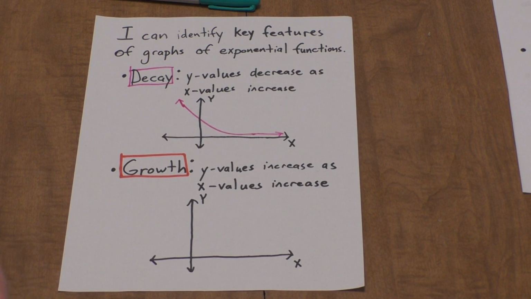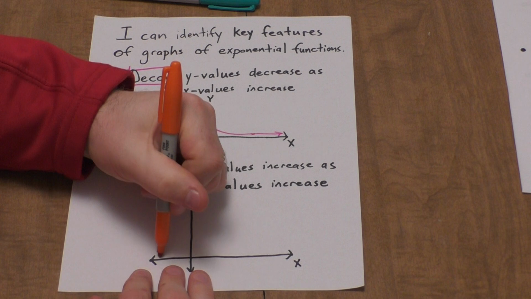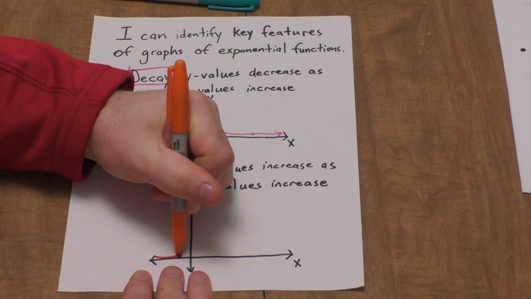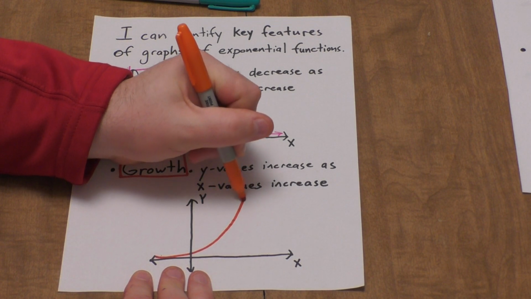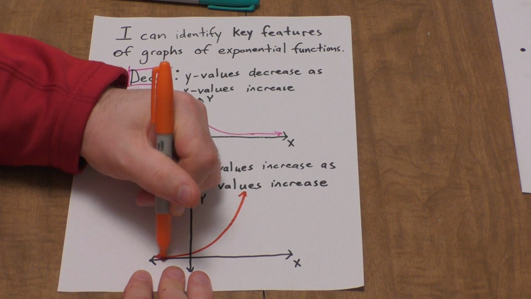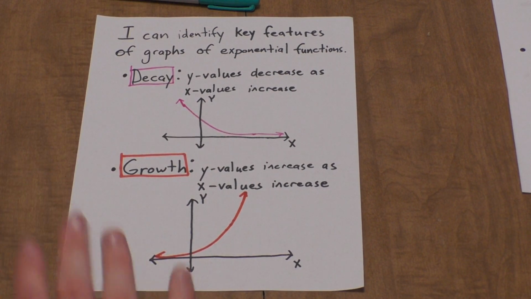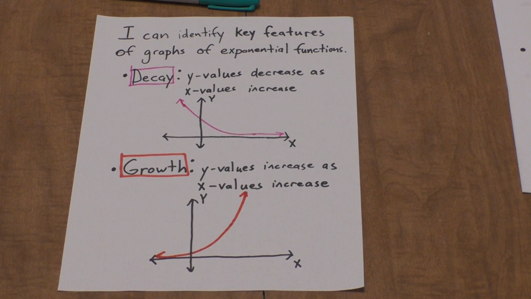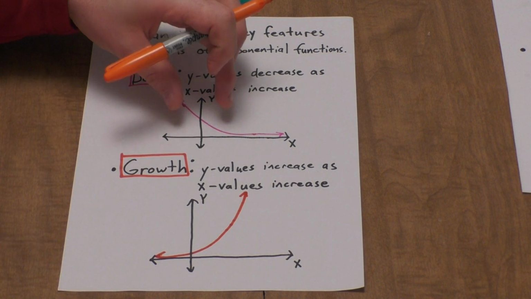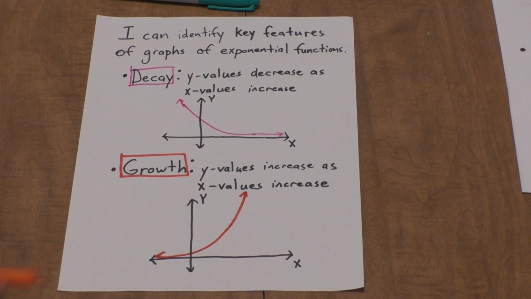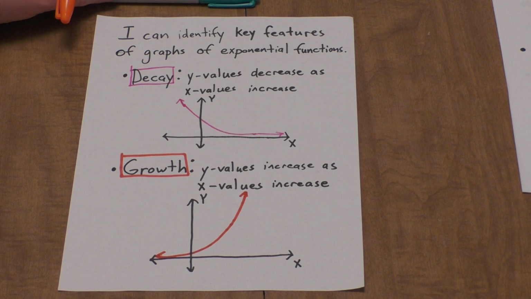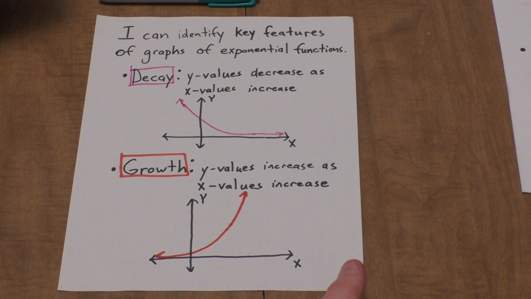In the opposite way, growth is when y values increase as x values increase. In this case, we'll start small, y values that are small, and go up very quickly like this. Okay? So they're both inverted of each other. They're both flipped from each other. So the decay looks like this, and flipped over looks like growth. Okay? That's the first thing to notice, and we'll revisit this idea throughout the video.